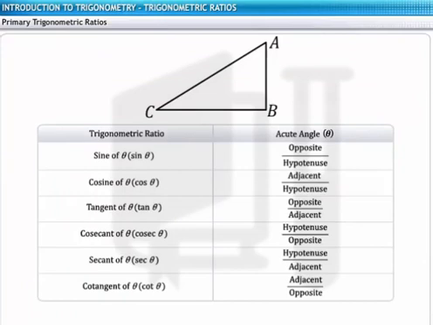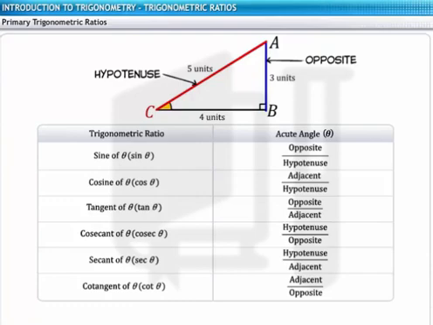Let's try an example. Consider a right triangle ABC. Its two sides are 3 units and 4 units respectively, and its hypotenuse is 5 units. For angle C, the opposite side is AB, which is 3 units, and the adjacent side is BC, which is 4 units. Let's find the trigonometric ratios for angle C.